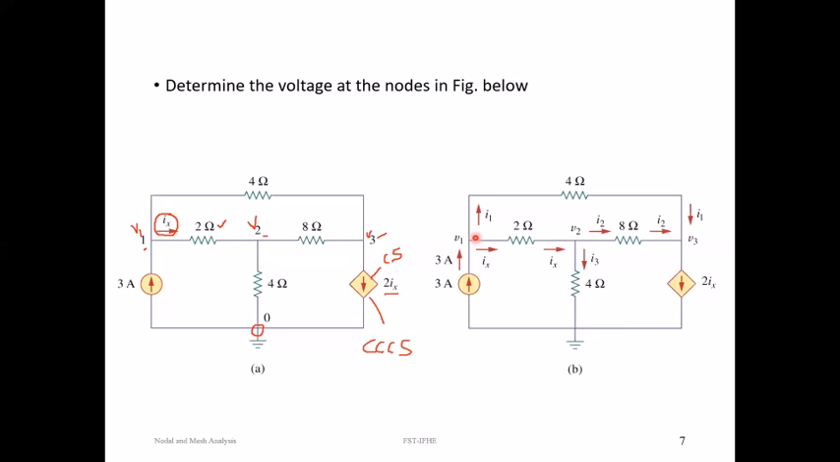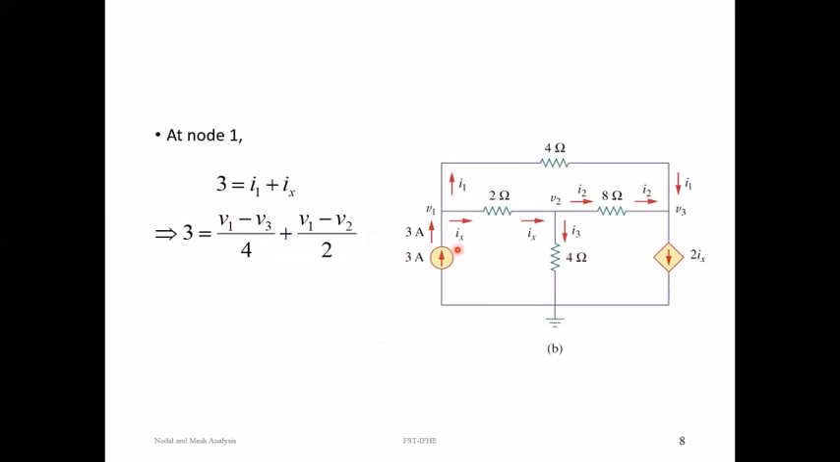When you are writing the KCL at each node, whatever is Ix, we are going to keep as it is, but we are going to define Ix. So what is Ix? Ix is the current flowing from V1 to V2. So Ix is equal to (V1 minus V2) divided by 2 ohms. Wherever there is Ix, we are going to replace it in terms of node voltages.